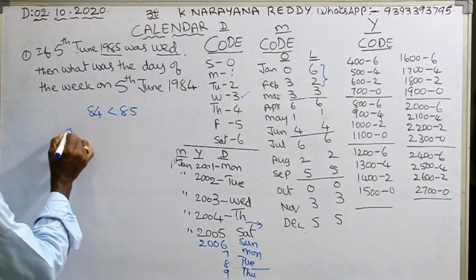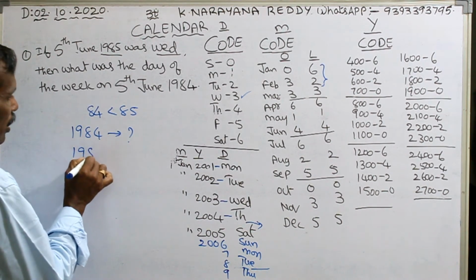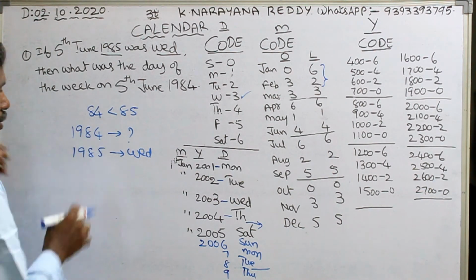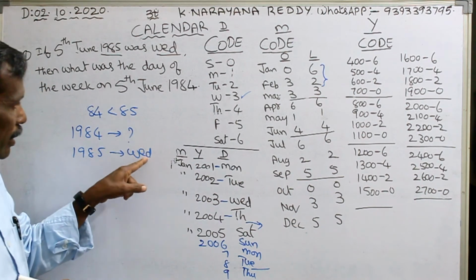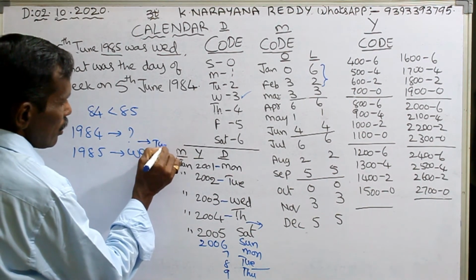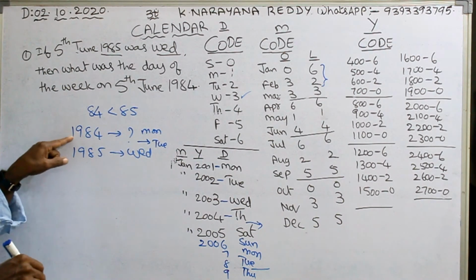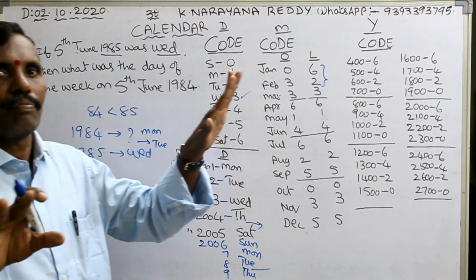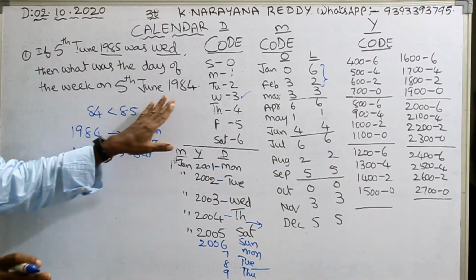Okay. So 1984, which day? 1985 is already given as Wednesday. This is actually a leap year. But after a leap year we can drop one day. That means we want to drop Tuesday and get Monday. But in this 1984, February is already over, so we didn't take it as a leap year. We didn't take February as 29, but this is a leap year.